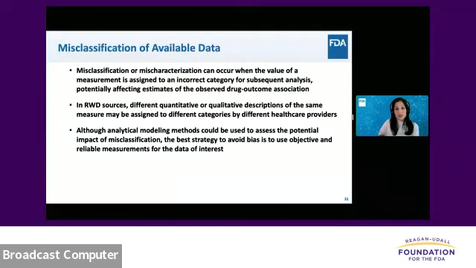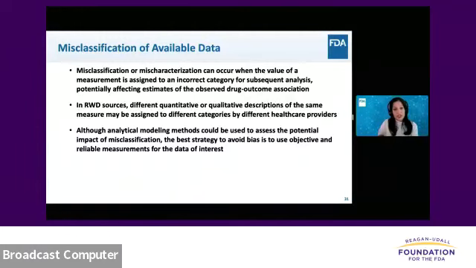In real-world data sources, different quantitative or qualitative descriptions of the same measure may be assigned to different categories by different healthcare providers. This concern is maybe somewhat less in clinical trials used as external control data sources, but it's noteworthy that the definitions of variables in different clinical trials may vary also. So it's important to pay attention to this potential concern for any type of external control data source.